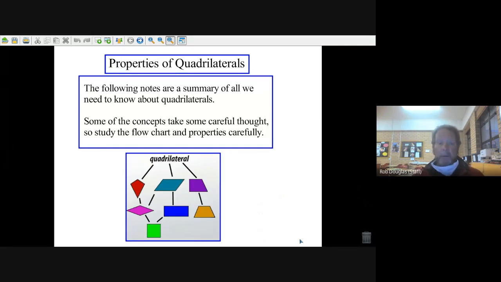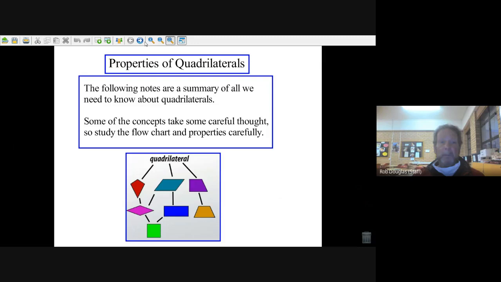Okay, today we're going to look at the properties of quadrilaterals, and we're going to use those properties to solve for an unknown. The first thing about quadrilaterals is that they've got four sides. It really helps if you understand this flow chart that you see here on the screen.